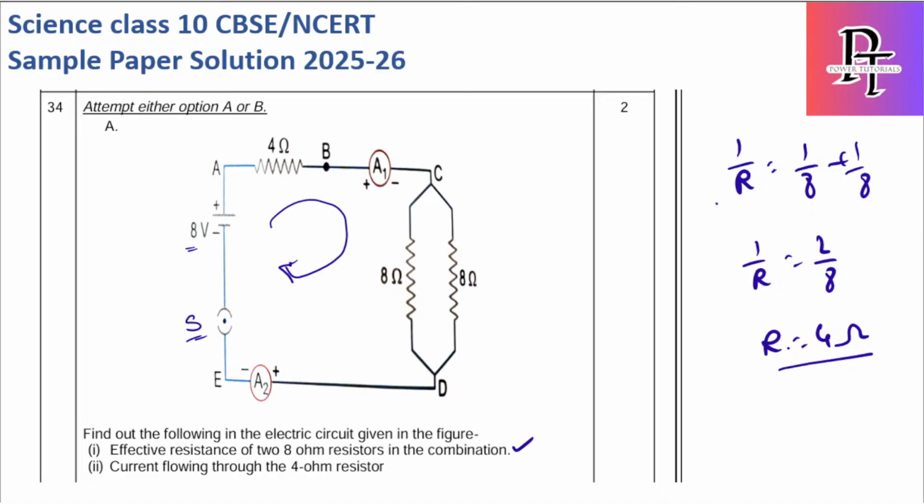Can you tell me the current flowing through the 4 ohm resistor? The circuit is like this. 8. We have one 4 ohms, and this resultant we already know which is 4 ohms. Can you tell me the effective current or current passing through the 4 ohms resistor? Yes, Rama, I'll give you 1 minute. You have to tell me the answer. What is the current flowing through this 4 ohms resistor? So if you follow Ohm's law, I think you should be able to solve this.